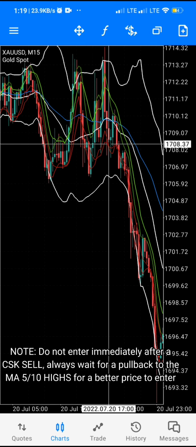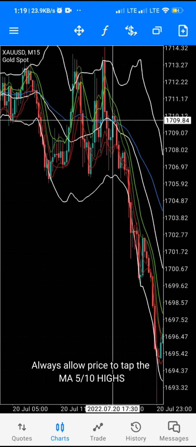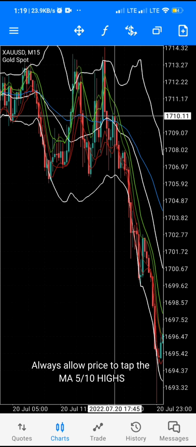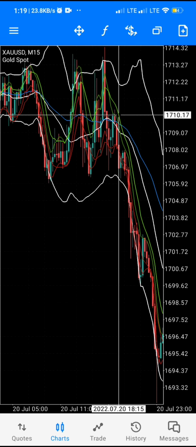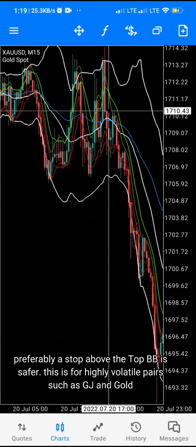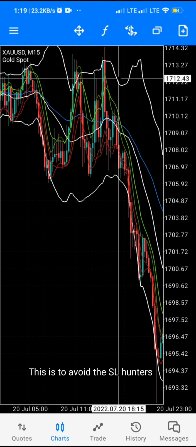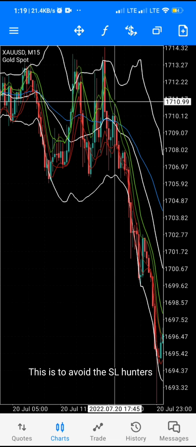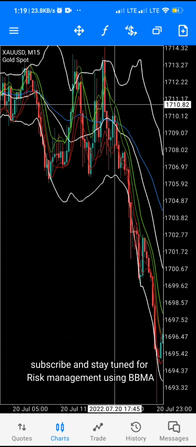The best entry of the CSK sell happens once price reverses to tap the MA highs for a nice sell entry. So just wait for price to pull back up, enter sell, and price taps these MA highs. The maximum stop loss is up to you, but I'll teach risk management in one of my next videos. But in pairs such as gold, you should have your stop loss above the top Bollinger Bands to avoid the stop loss hunters.